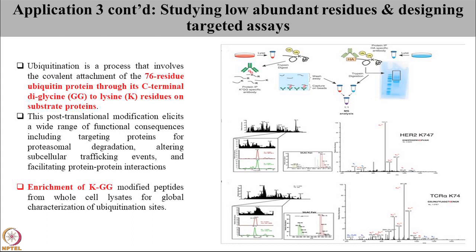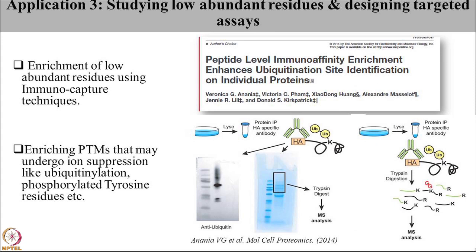Similarly, in one of the studies, they studied ubiquitinylation using IP-MS. This is the study by Anani et al.